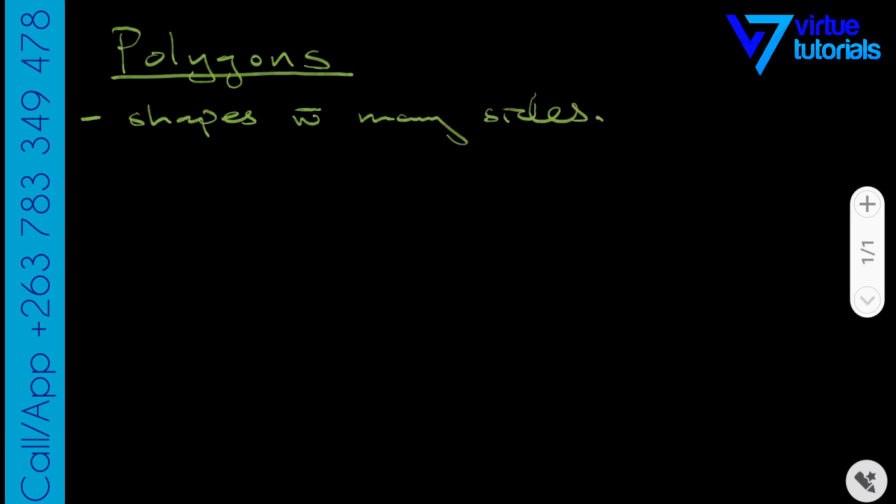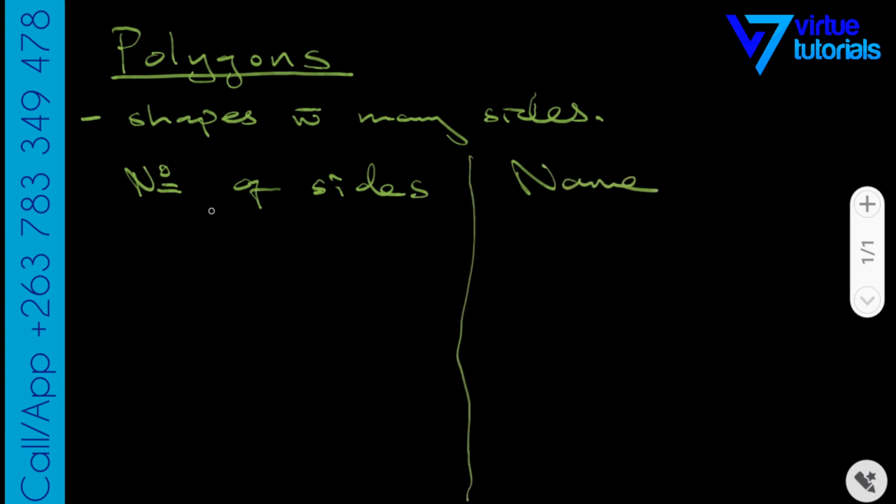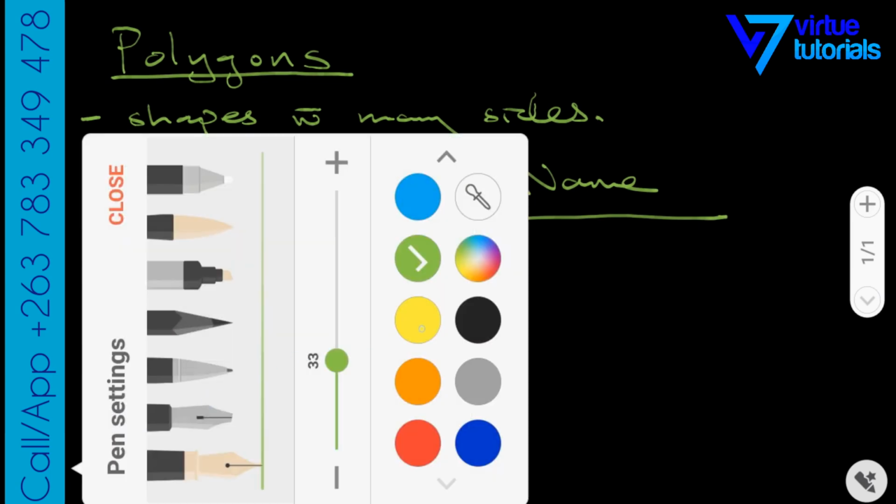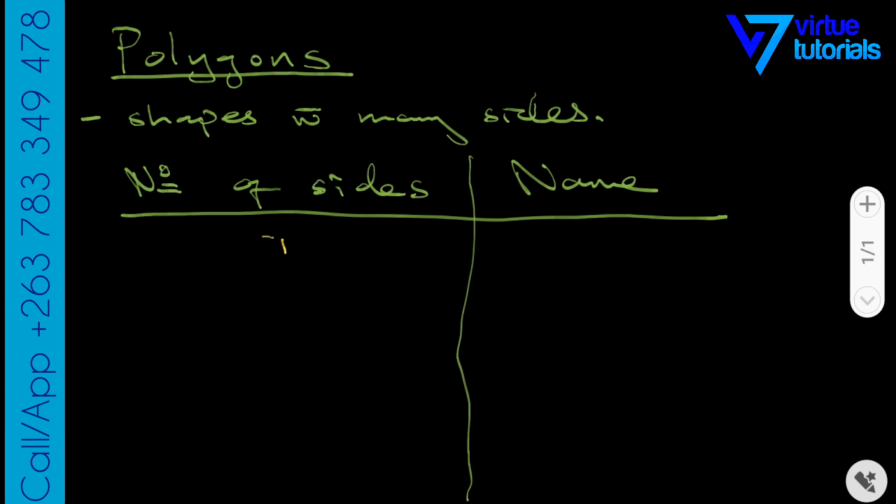Okay, now almost any shape qualifies here. And the first thing we want to do is just to name shapes according to the number of sides that they have. So if I put a little table, number of sides, and then I put name on this side, we'll start from 3, then 4, 5, 6, 7, 8, 9, 10.